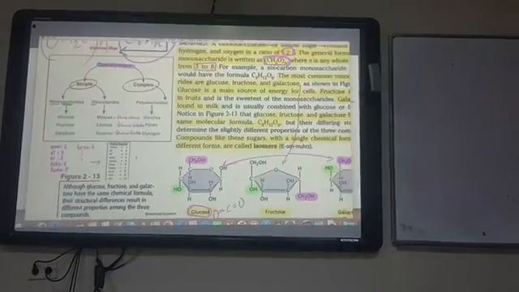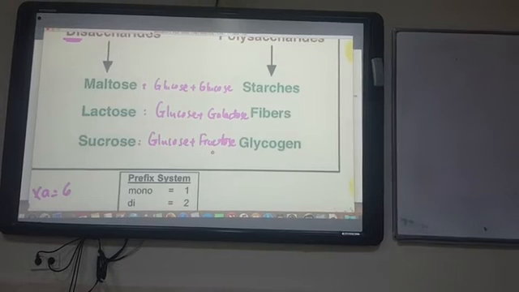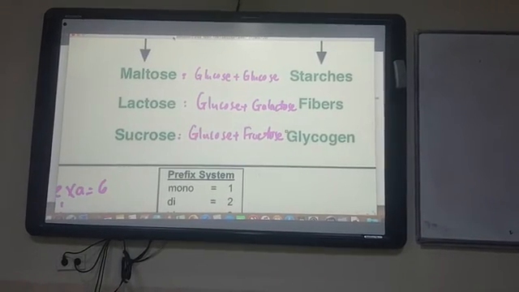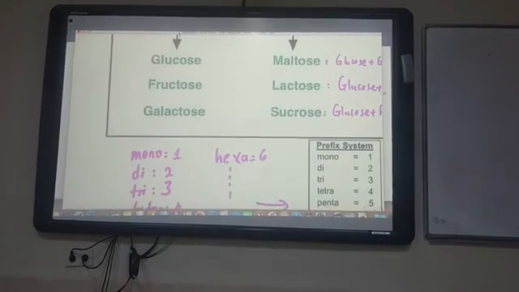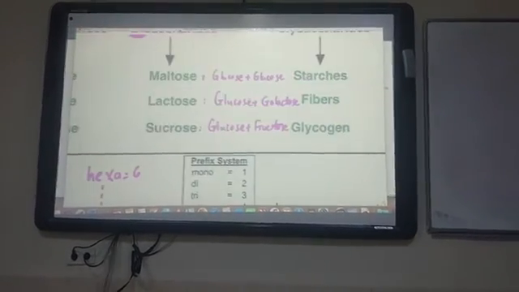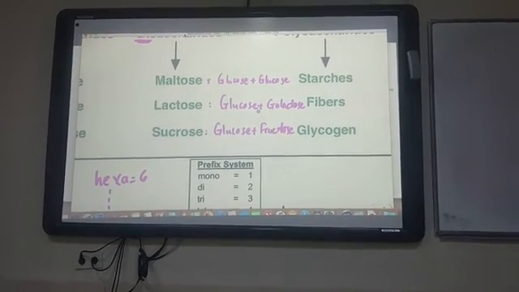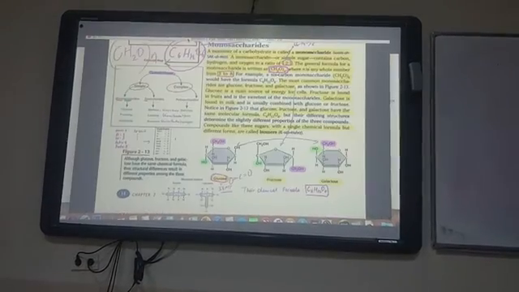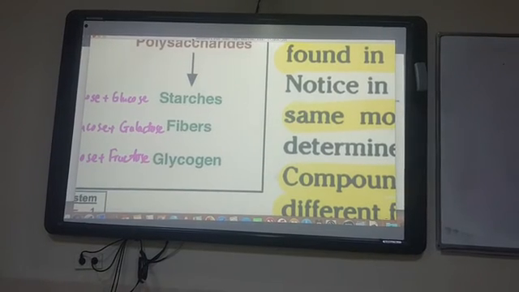Saccharose is table sugar, tea sugar, which is made up of glucose plus fructose. Lactose is glucose plus galactose because, as I said, galactose is known as milk sugar. Milk and yogurt, they are so close, as you know. And maltose is glucose plus glucose.